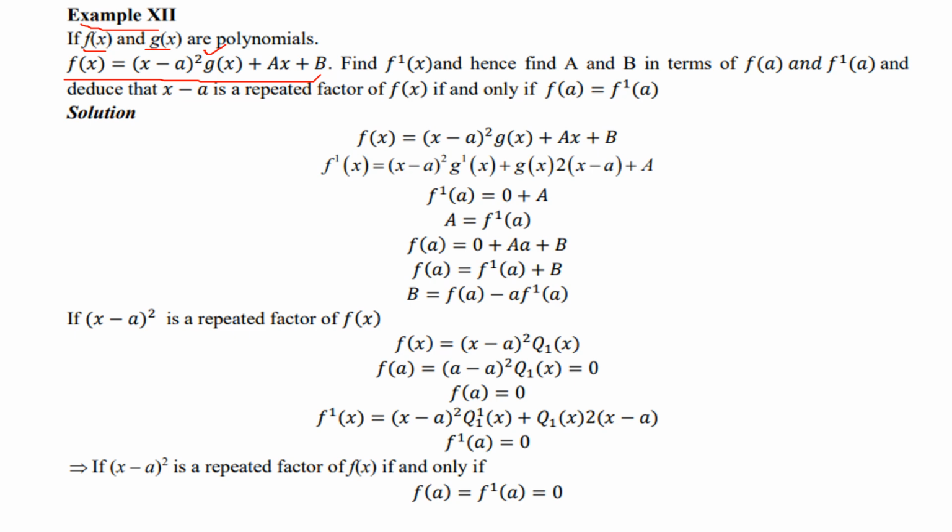Now, if you are to proceed with the question, they're telling you that f prime of x, which is the same as the derivative of the function of x. Find the derivative of f of x, hence find the values of a and b in terms of f(a) and f prime(a), and then deduce that x minus a is a repeated factor of the polynomial as well as of its function. So let's look at that.